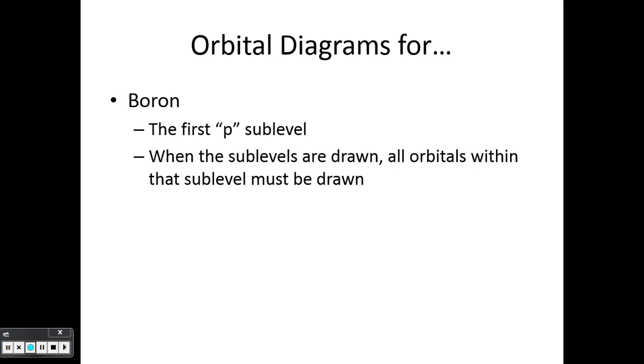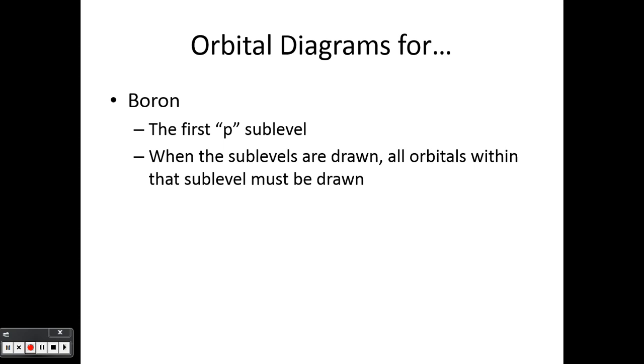All right, to fill in your outline, when we run into boron is the first time we run into p orbitals, so we run into the p sublevel. When sublevels are drawn, we draw all those orbitals, meaning we can't just draw one of the p orbitals, we've got to draw all the p orbitals that show up. Okay? All right, good there?